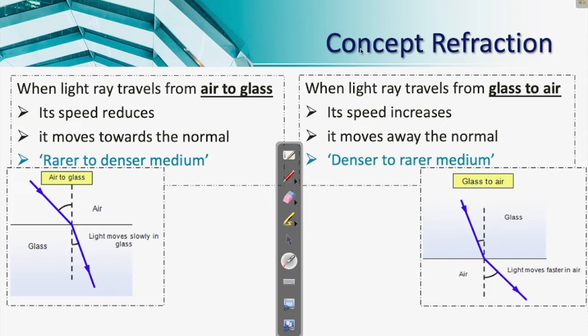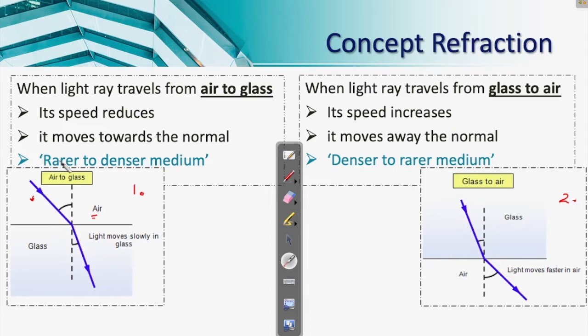So let us understand the concept of refraction. Let us look at the pictures here. Let us call it picture number 1 and picture number 2. Let us not read what is written on the screen first. Let us focus on the pictures. So what is happening in the picture? The light is coming from the air. Look at the arrow. The light is coming from the air, right, like this, and it is entering the glass.